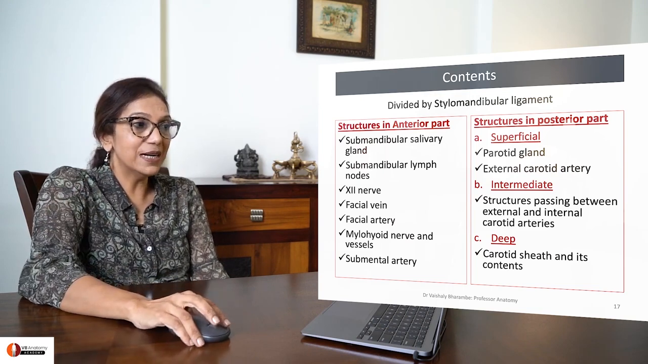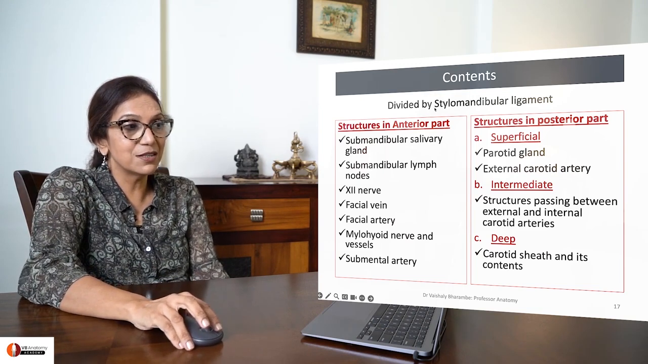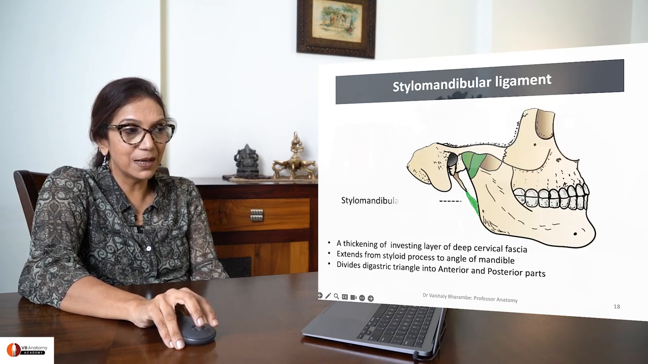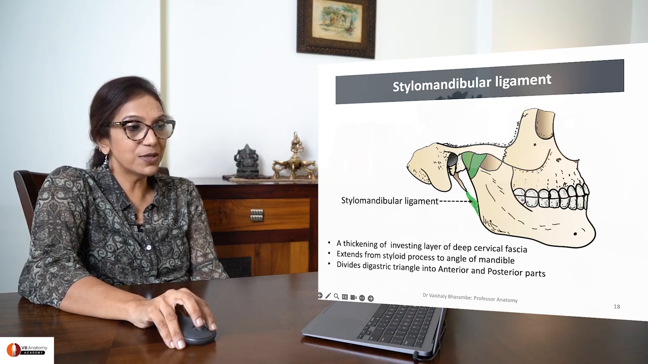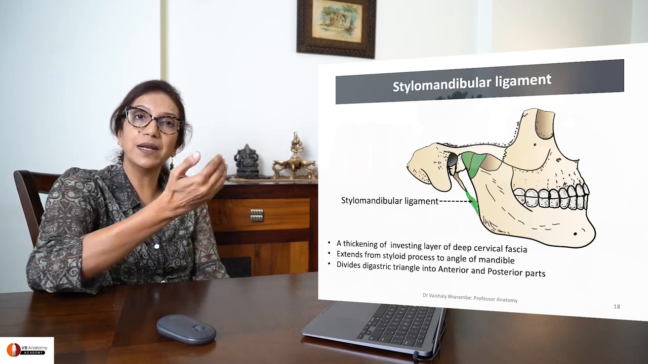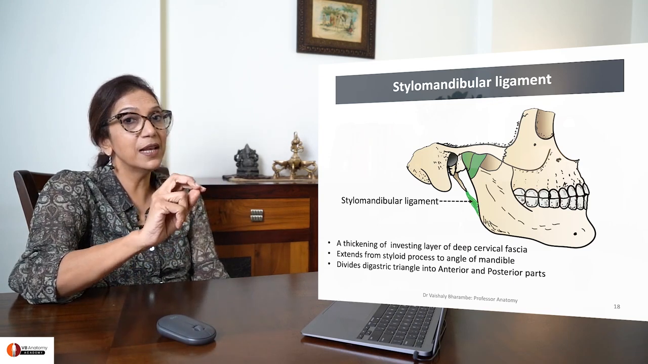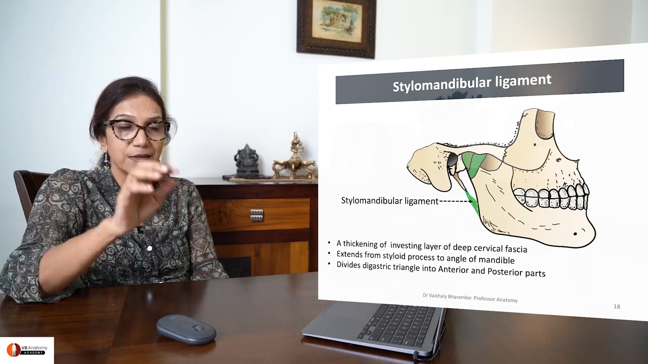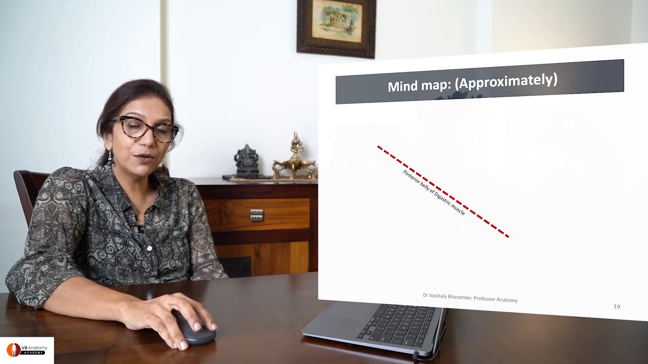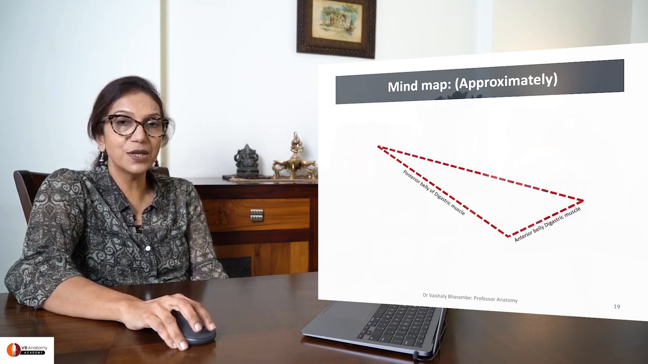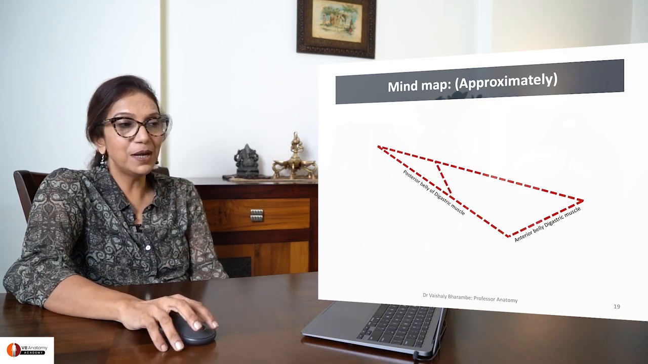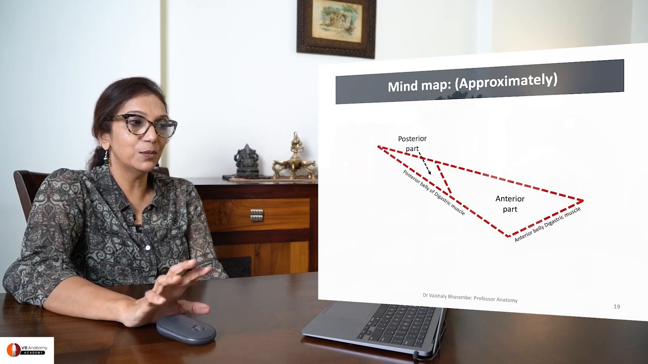So first understand that the digastric triangle is divided by the stylomandibular ligament. Here is your stylomandibular ligament going from the styloid process to the angle of the mandible, dividing your triangle into an anterior part and a posterior part. One triangle has been divided into two smaller triangles. So this is the posterior belly of digastric, anterior belly of digastric and superior border. This is divided with the help of this stylomandibular ligament into an anterior part and a posterior part.